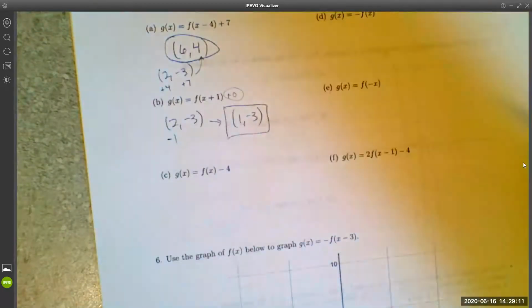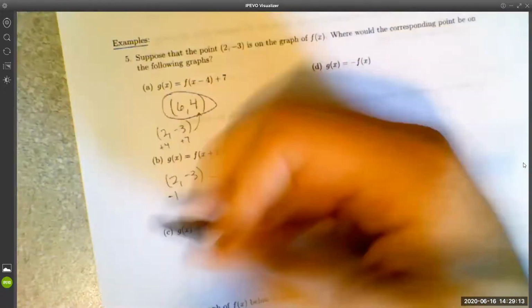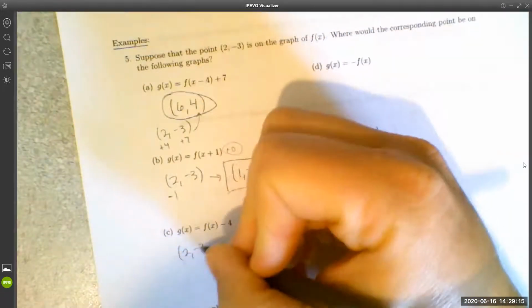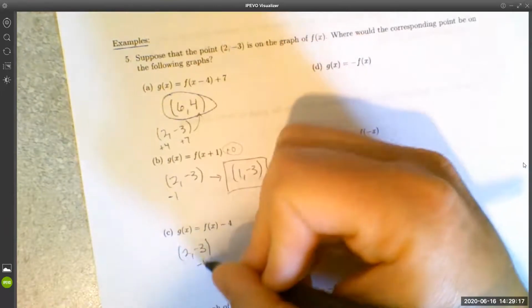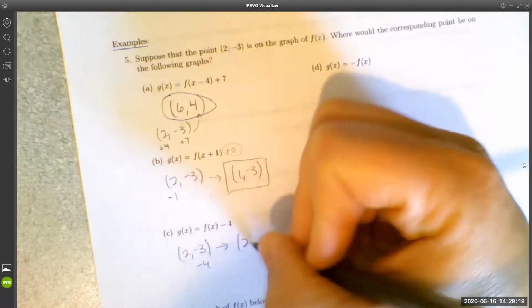So for part C, we're going to take (2, -3). We're going to subtract 4 from the y coordinate. That's going to land us on (2, -7).